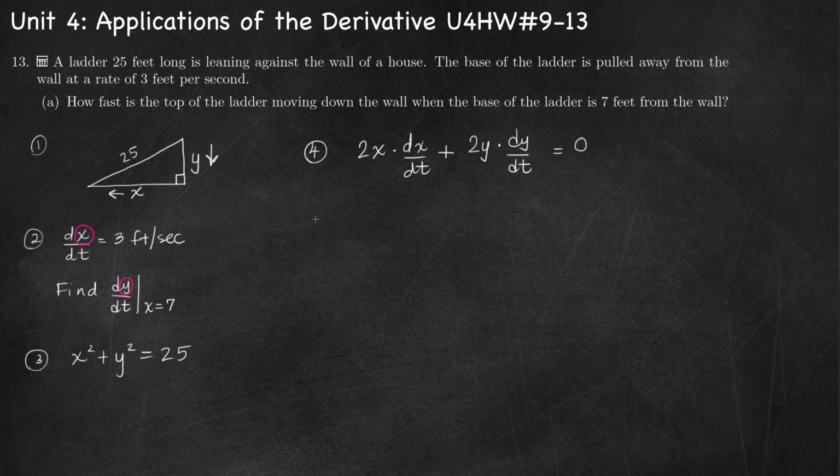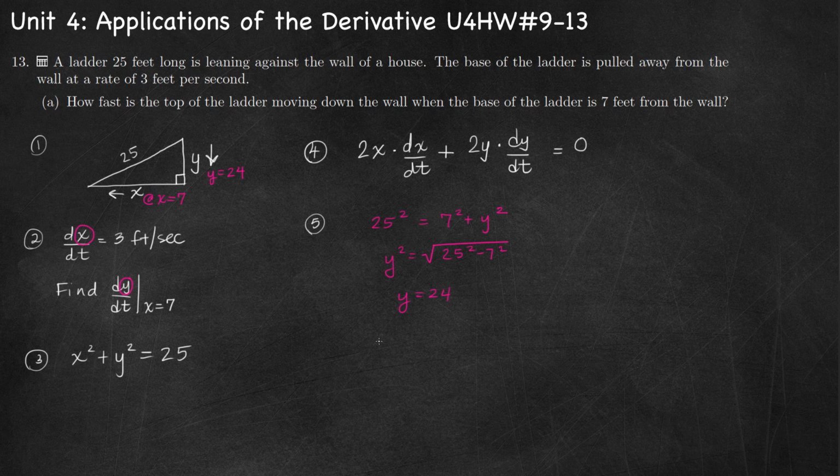Now we want to substitute all of our known values into this equation. So I need to have a value for x to substitute in and a value for y. Well, we know that x equals 7 at this moment in time, and at the moment when x is 7, we can compute the value of y using the Pythagorean Theorem. So we would do 25 squared equals leg squared plus leg squared, so 7 squared plus y squared. And then y equals the square root of 25 squared minus 7 squared, and we get y equals 24. So at the moment in time when x is 7, y is 24.